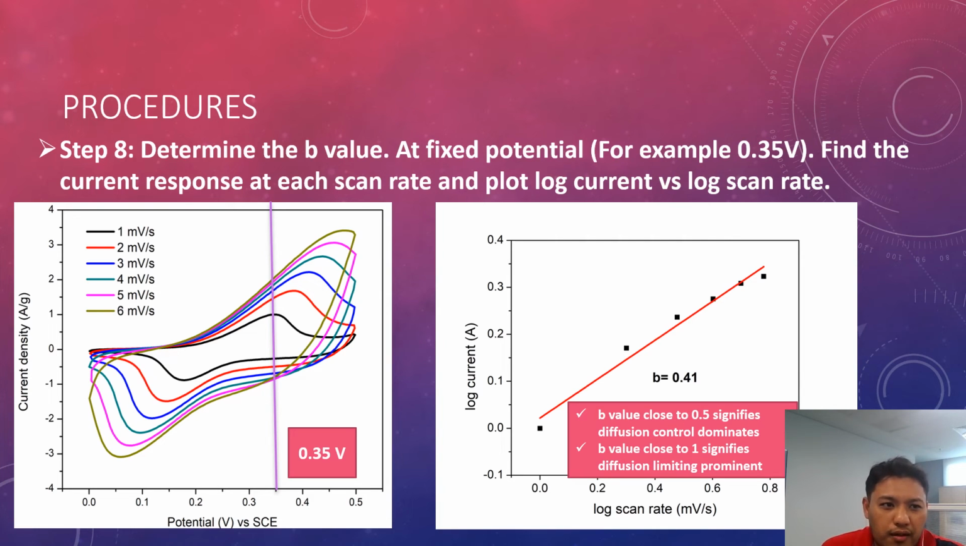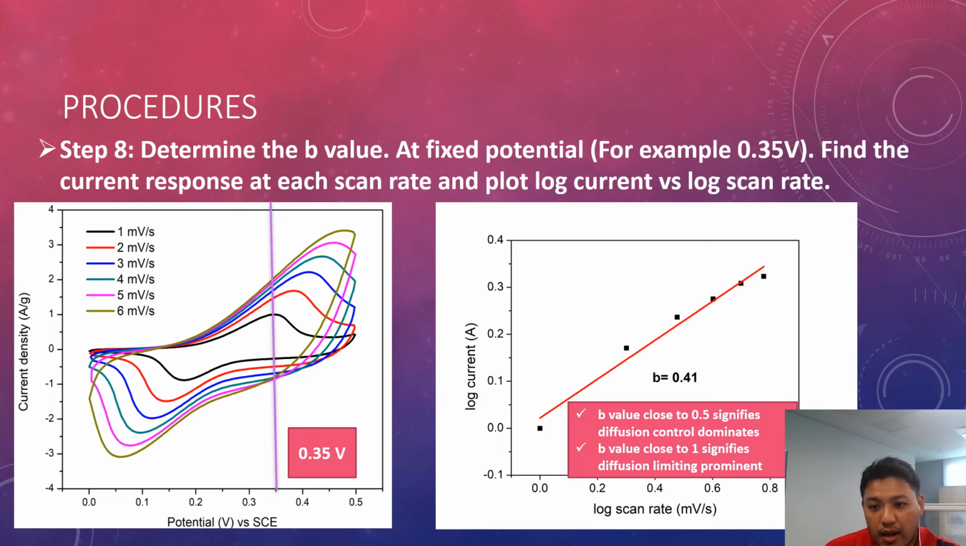Somebody might be curious and ask, I don't know what potential to choose. Just choose one where you see a difference in current response. Here, I'm choosing 0.35 because we can see an obvious current response. Make sure it is at a fixed potential. You can't say here 0.35 for scan rate 2, then go to 0.4 for another, you cannot. Always at a fixed potential. So you got the value of current, and you use the formula to get the log current and also the log scan rate. Scan rate is 1, 2, 3, 4, 5, 6, just log the scan rate.